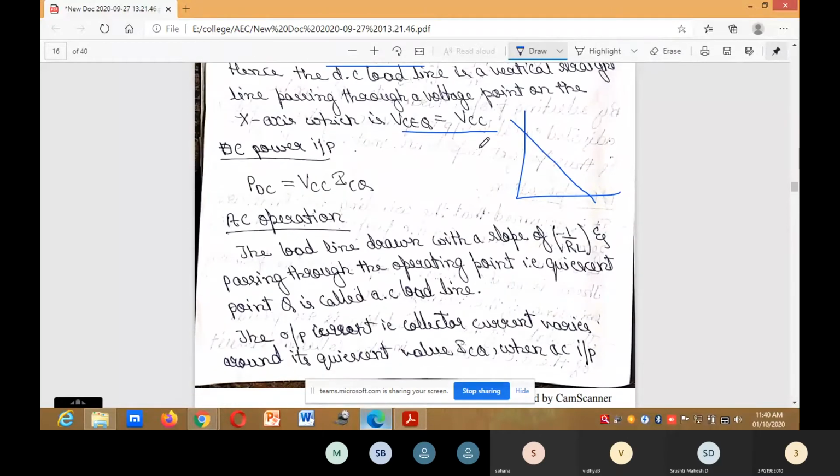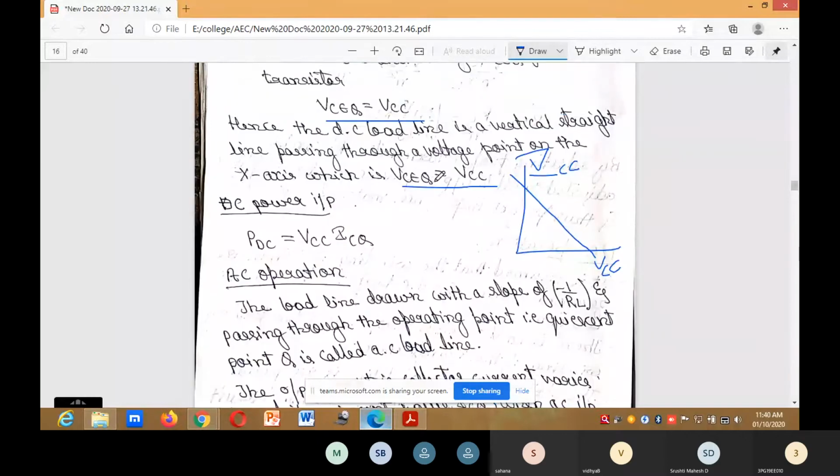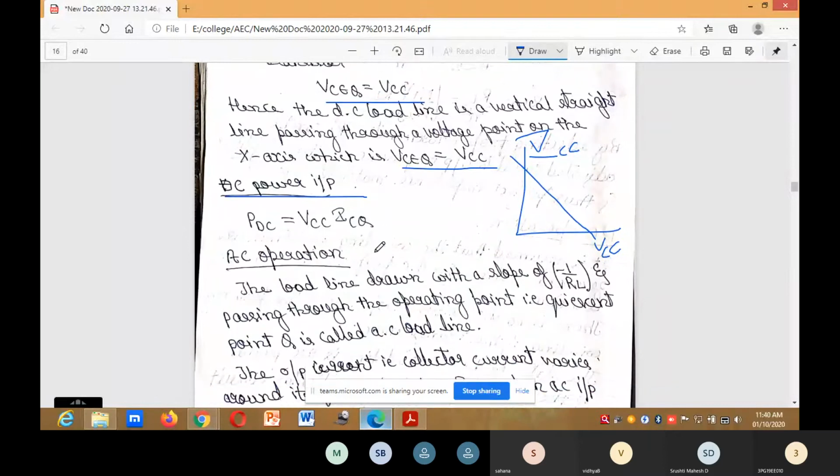DC power. This one is ICC and this one is VCC. DC power input, PDC is equal to VCC into ICQ.